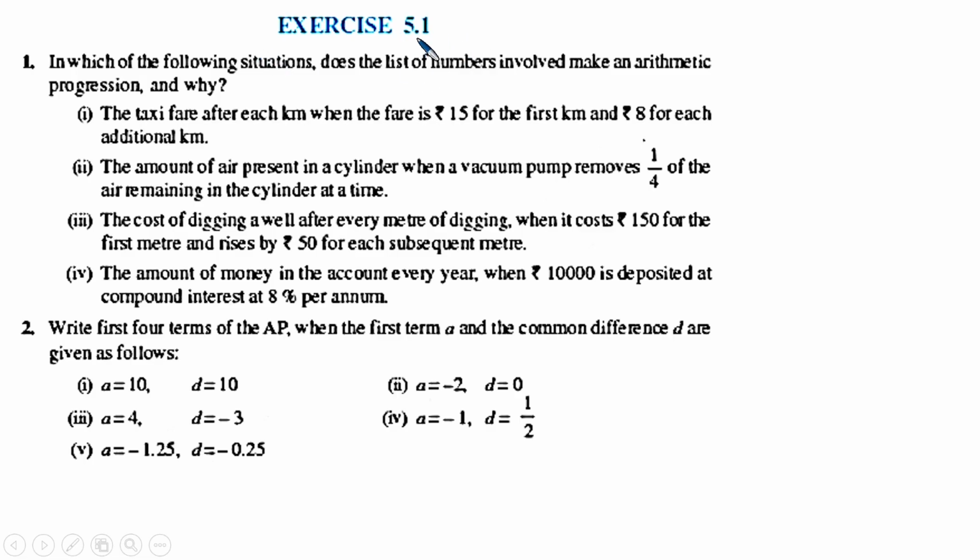So now let us discuss exercise 5.1. In which of the following situations does the list of numbers involved make an arithmetic progression and why?